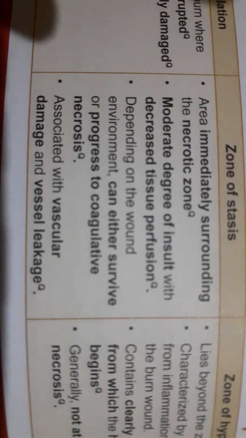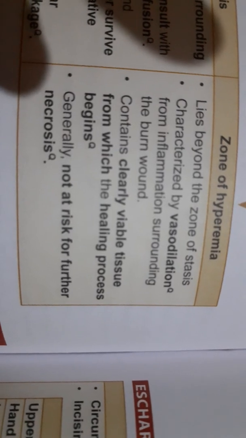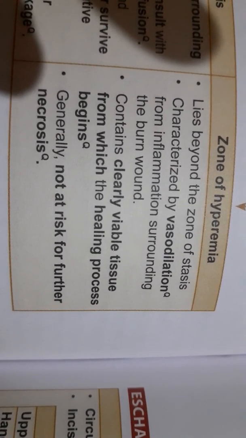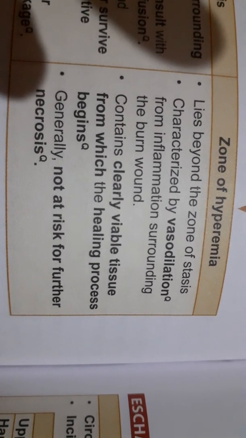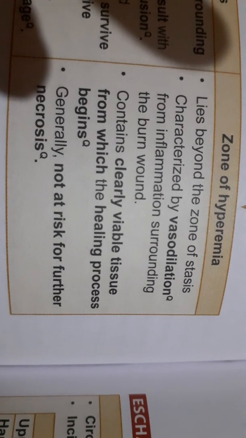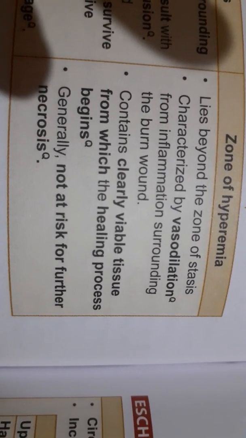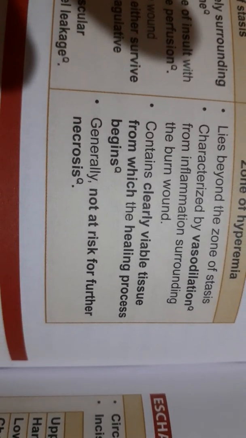Associated with vascular damage and vessel leakage. Zone of hyperemia lies beyond the zone of stasis, characterized by vasodilation from inflammation surrounding the burn wound. Contains clearly viable tissue from which the healing process begins, generally not at risk for further necrosis.